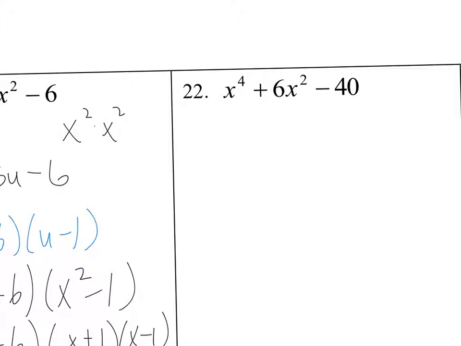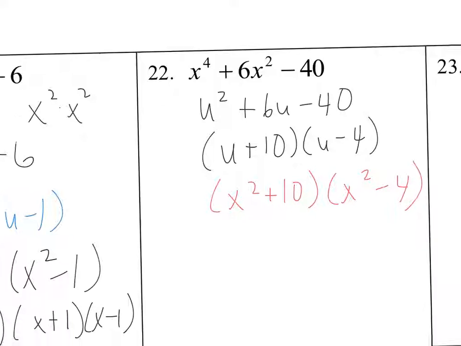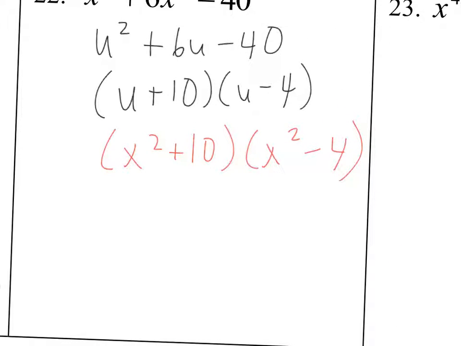So using that same technique, this would be u squared plus 6u minus 40. This factors into u plus 10, u minus 4. So in the end, you have x squared plus 10, x squared minus 4. But we know that we can take this further. X squared plus 10 no longer factors, but x squared minus 4 is a difference of squares.